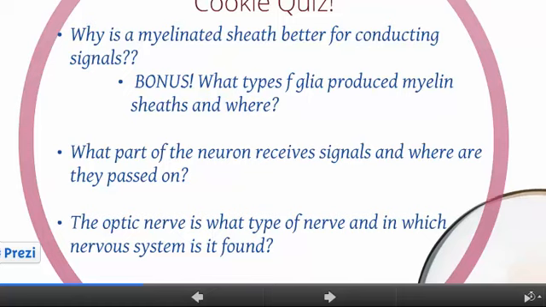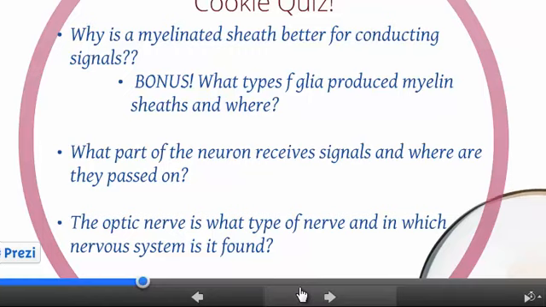What part of the neuron receives signals and where are they passed on? Just as Tanner was saying, the hair-like structures coming off of the cell body are dendrites, and they're what receives the cell signal that's moving on, and it's passed on through the axon and out of the synaptic terminals. The optic nerve is what type of nerve, and in which nervous system is it found? The optic nerve is a sensory nerve, found towards the back of your eye, and that makes it a peripheral part of the nervous system because it's moving a stimulus to the interneurons, which is then going to cause a motor response.